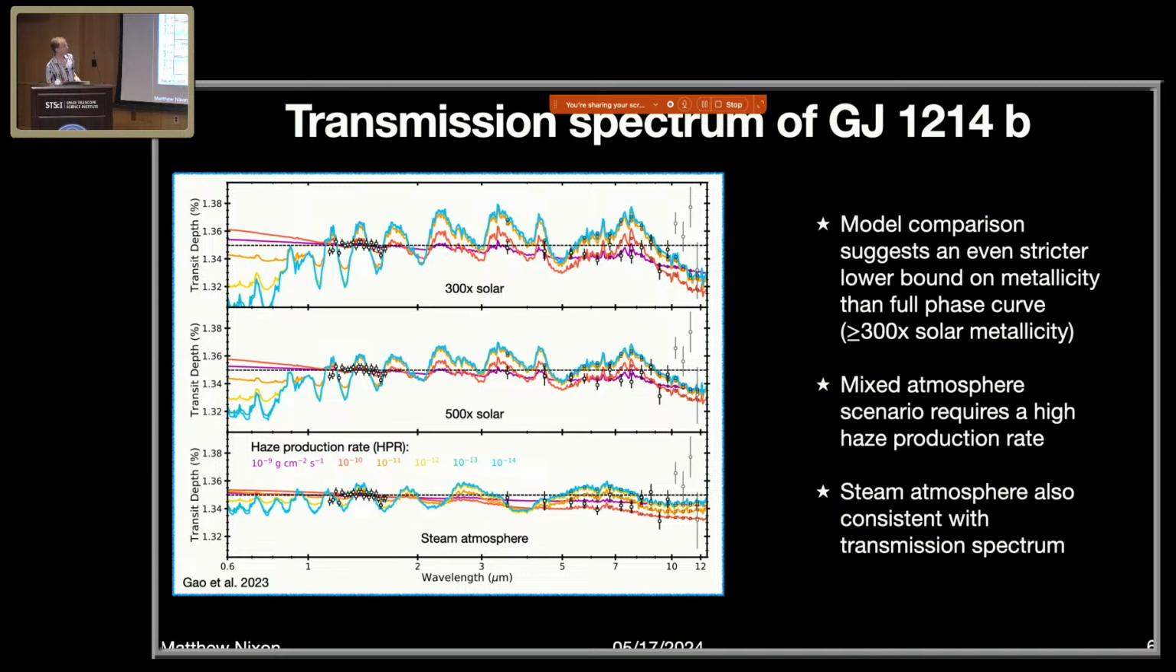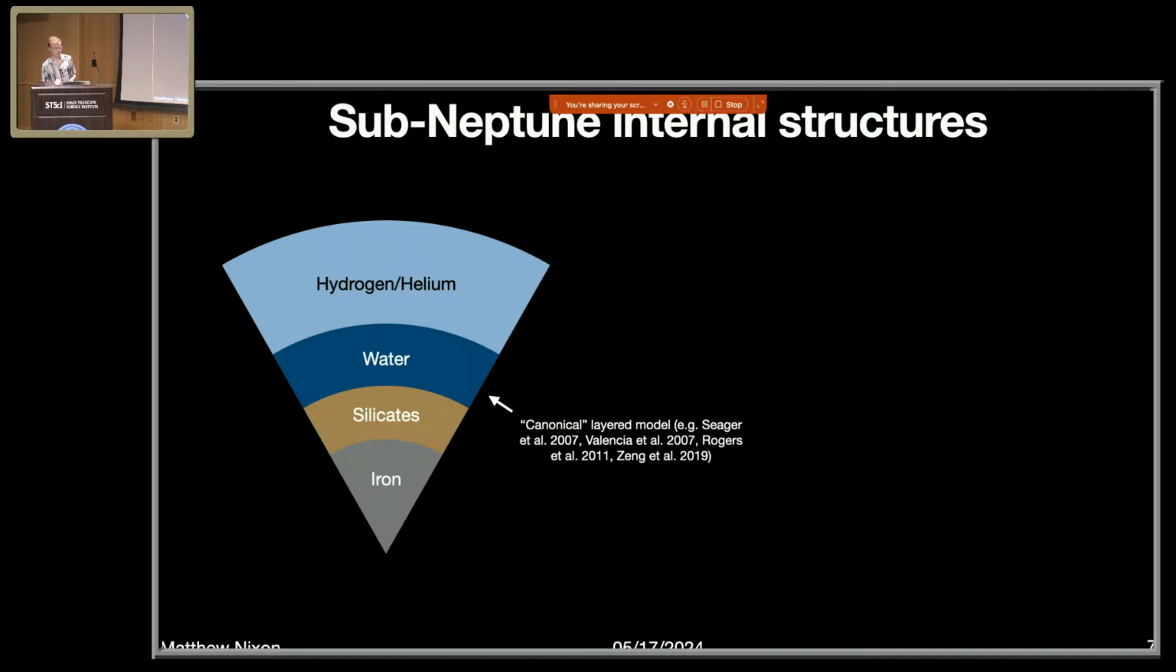So at this point, I wanted to turn to internal structure models to see if we can combine them with what we learned about the atmosphere and maybe start to answer some of these questions about what's the bulk composition of the planet? Is this kind of water world picture realistic? So first of all, just to introduce the internal structure models. You may have seen this kind of picture before.